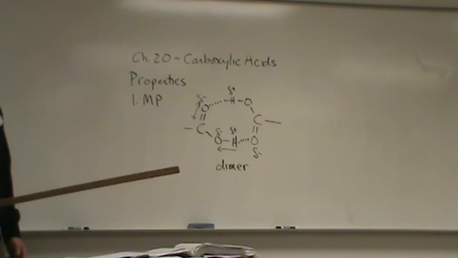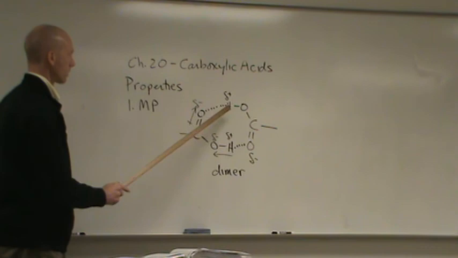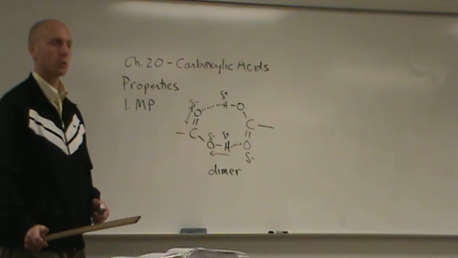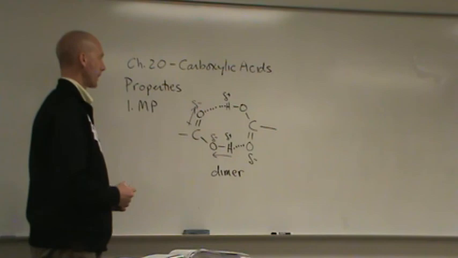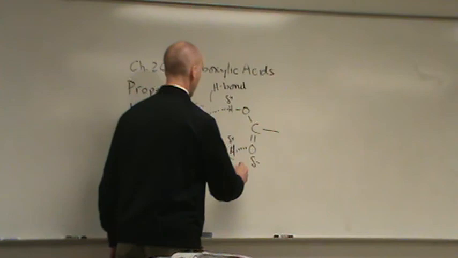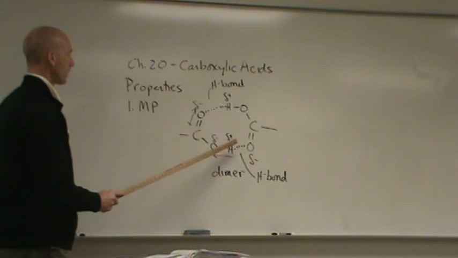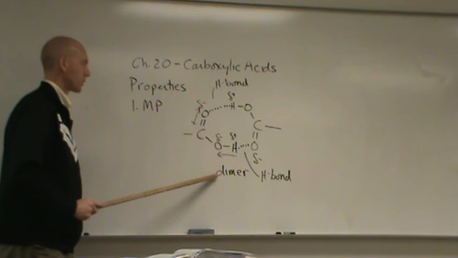How are these two units joined together? What kind of attraction is that? Is that a van der Waals attraction? Dipole-dipole? What is that? Dipole-dipole. That's a hydrogen bonding. Okay. So you get hydrogen bonding there, and you get hydrogen bonding down there. You see that? So you end up getting two hydrogen bonds between two carboxylic acids, which make up that dimer.